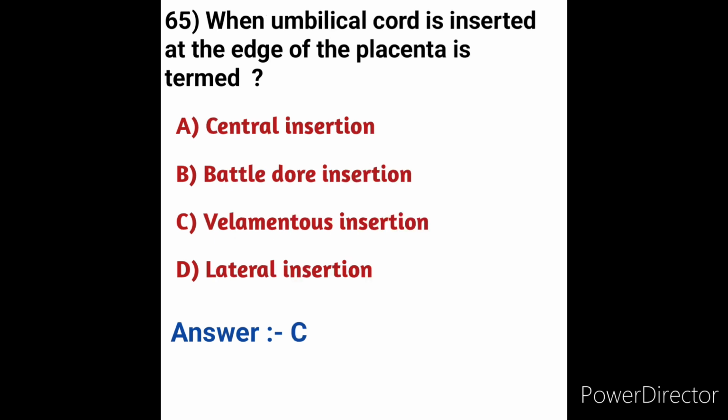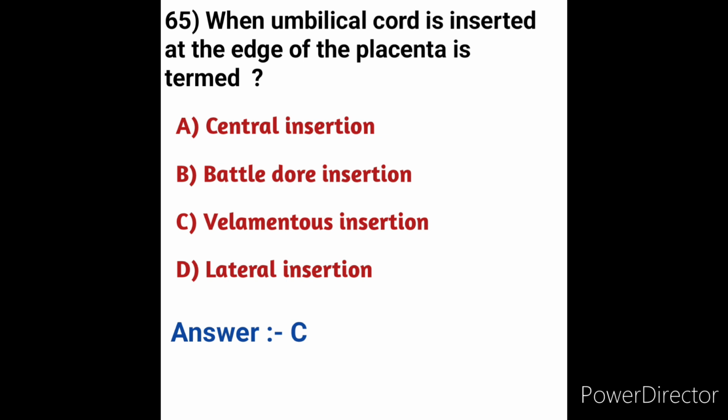When the umbilical cord is inserted at the edge of the placenta, it is termed... This is an abnormal condition. We will see the options here. Option A, central insertion. Option B, battledore insertion. Option C, velamentous insertion. And option D, lateral insertion. The umbilical cord inserted at the edge of the placenta is termed velamentous insertion. This is one of the abnormal conditions of pregnancy.